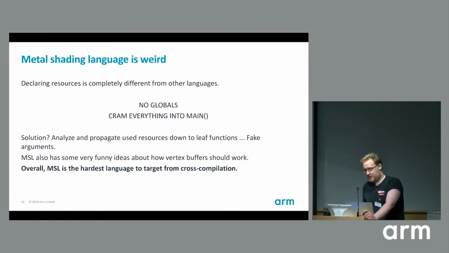But the Metal shading language is really weird, at least from a cross-compilation point of view. Because one of the biggest problems is that in SPIR-V, everything is global. Any texture, any resource is global. But in Metal, everything is in main. Everything is an argument to main. No globals, nothing, which means a lot of work has gone into analyzing all the resource use and then propagating this down to the leaf functions and making that work properly. There are lots of weird cases where built-ins in SPIR-V don't exist in Metal, so you have to create dummy helper functions and all these things. So I consider it the hardest language to target for a cross-compiler. It's just so different from anything else, even though it's basically just C++.